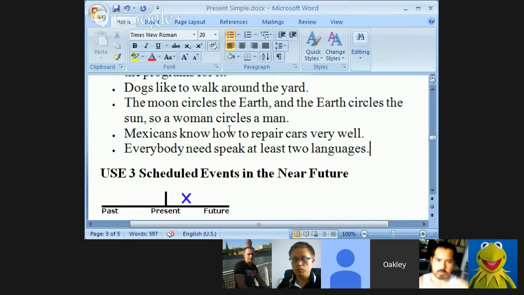Okay. Everybody needs. By the way, everybody needs. Teacher, why needs? No need. Because everybody is he needs. Everybody needs love. Okay. It's like third person.